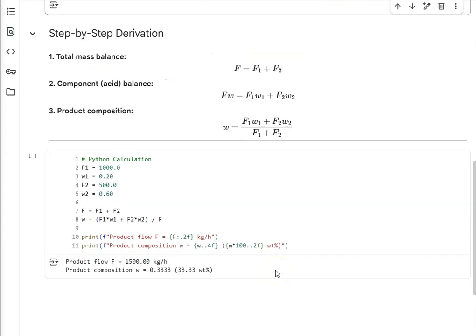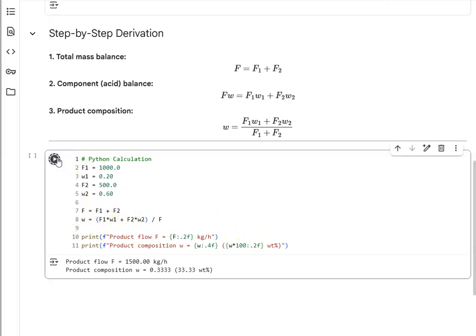So now here is the small Python code. F1 is there, W1 is there, F2 is also 500, W2 is 0.6. From here we can calculate F and W and then print. So if I run it, we already get the answer.